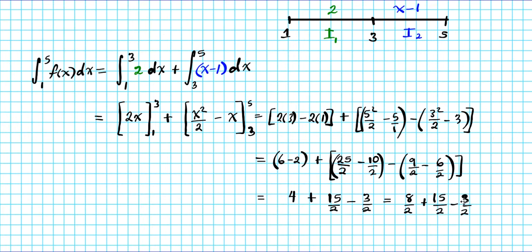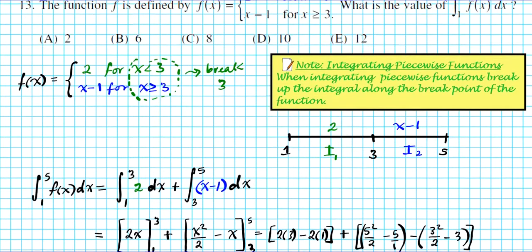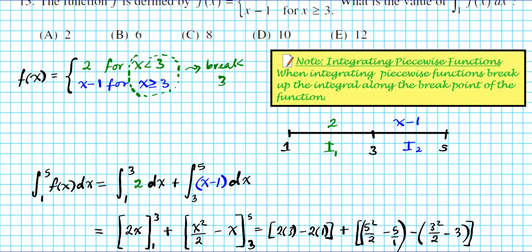So 8 plus 15 minus 3. 8 plus 15 is 23, minus 3 is 20 over 2. And your final answer is 10. Okay. Answer to number 13 is option letter D.